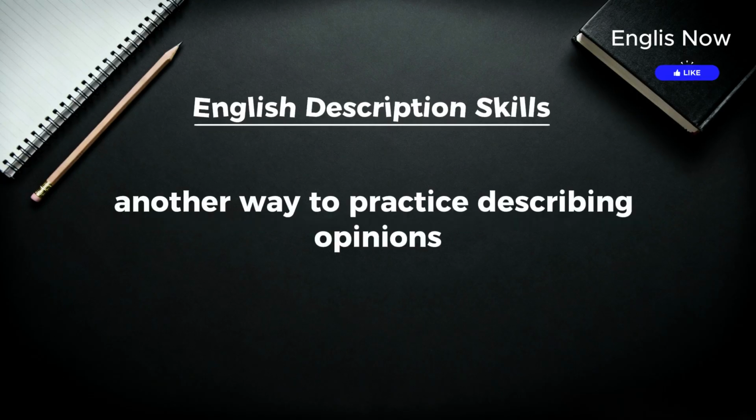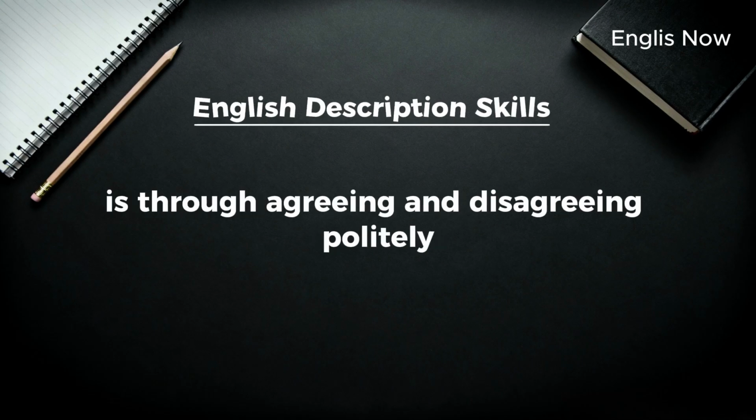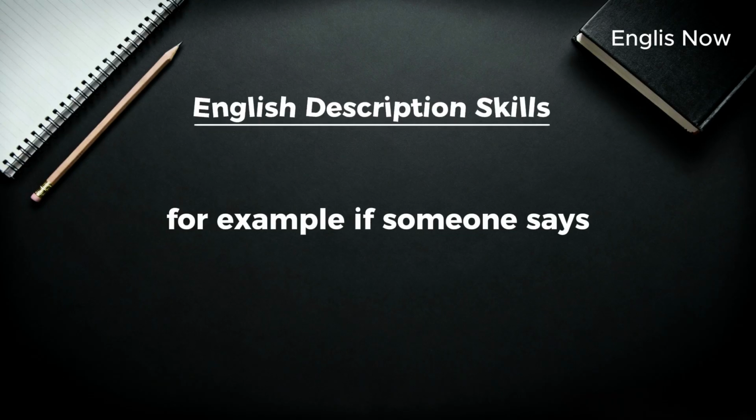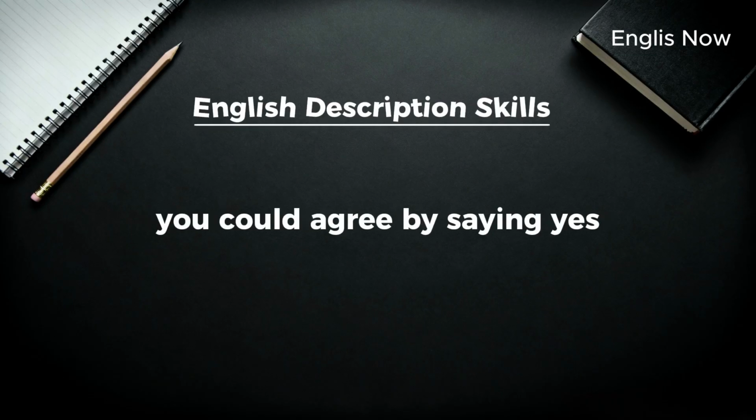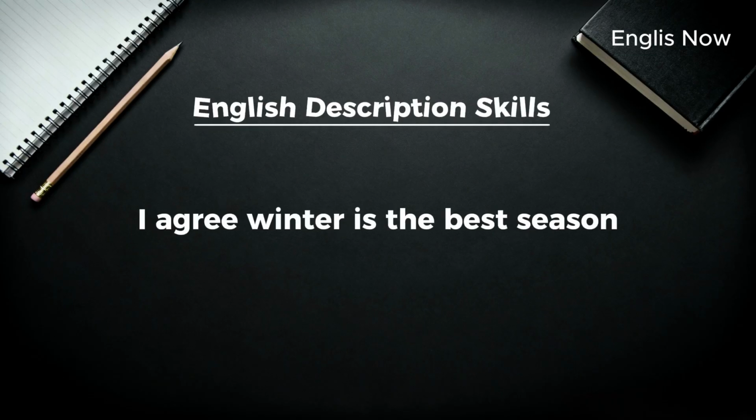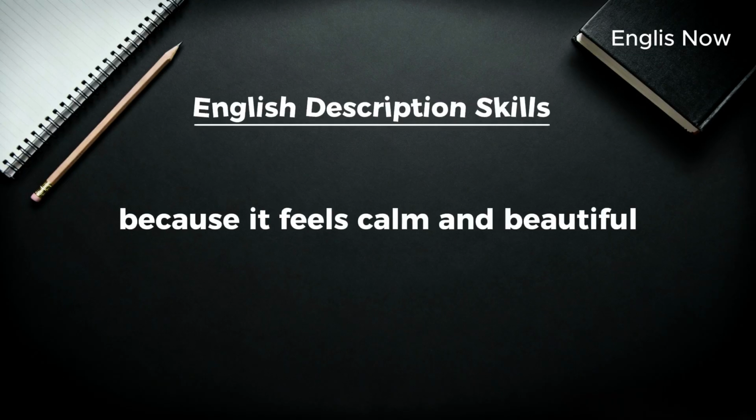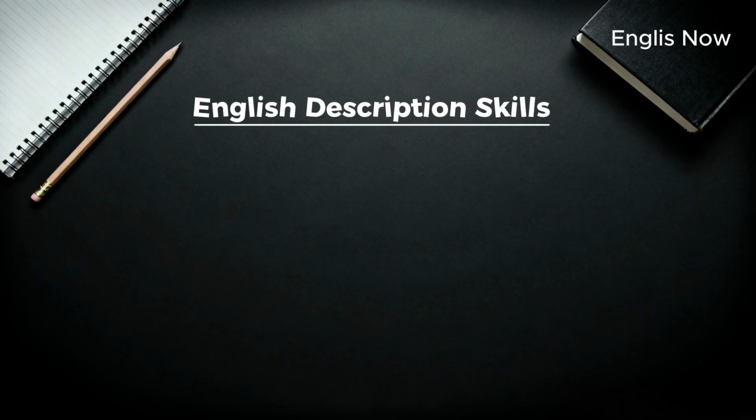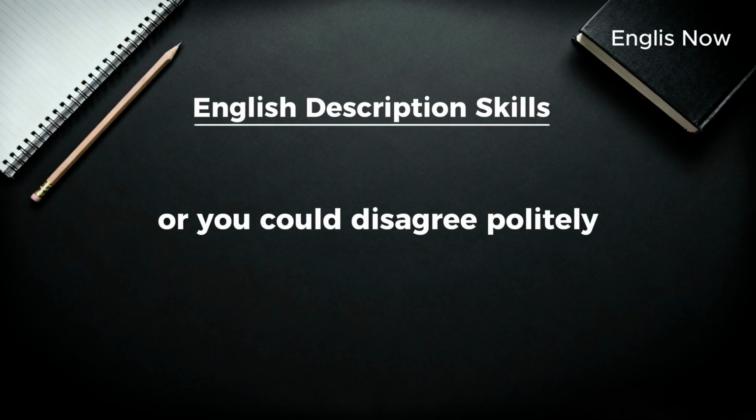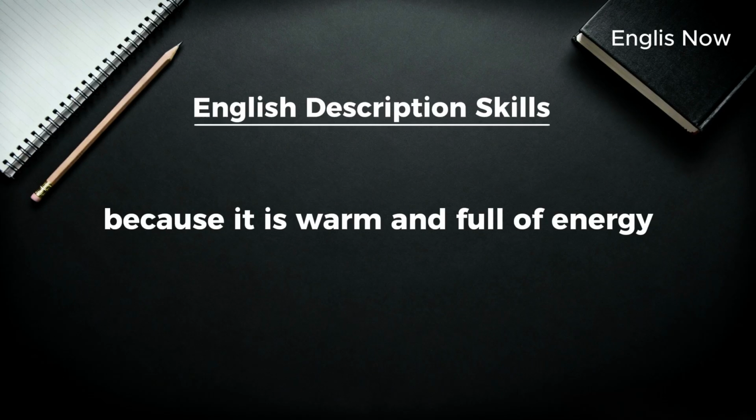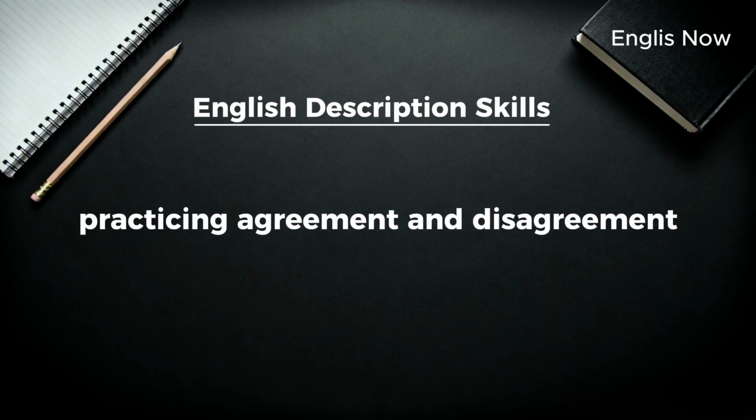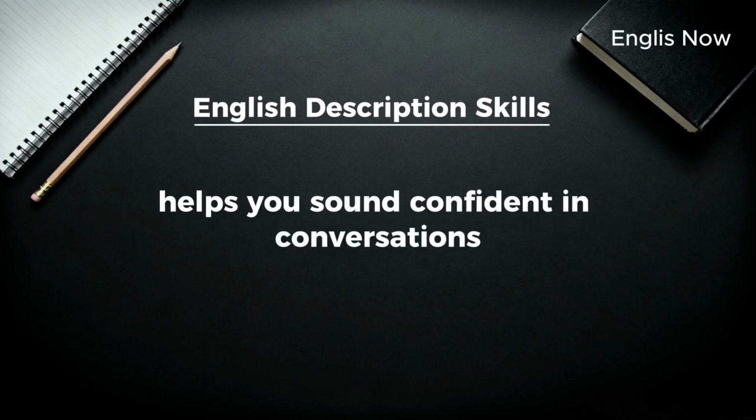Another way to practice describing opinions is through agreeing and disagreeing politely. For example, if someone says, "I think winter is the best season," you could agree by saying, Yes, I agree. Winter is the best season because it feels calm and beautiful. Or you could disagree politely. I don't agree. I think summer is better because it is warm and full of energy. Practicing agreement and disagreement helps you sound confident in conversations.